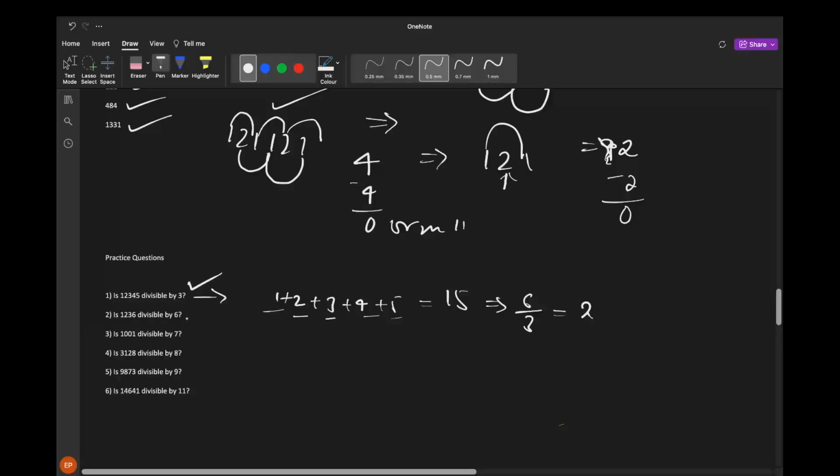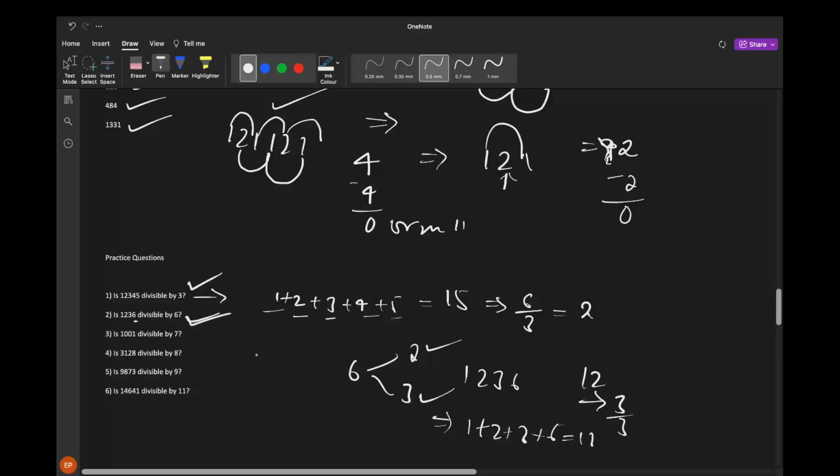What about 1236 by 6? What is the rule for 6? It must be divisible by 2 and 3. For 2, we are bothered only about the unit place, which is even, and for 3, we have to sum it. 1, 2, 3, 6. The sum is 1 plus 2 plus 3 plus 6, which gives us 12. Again do the sum. 12, we will get 3. 3 is divisible by 3. So this is divisible by 6 because it satisfies both conditions.